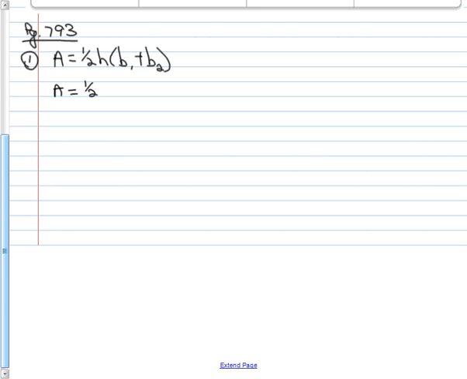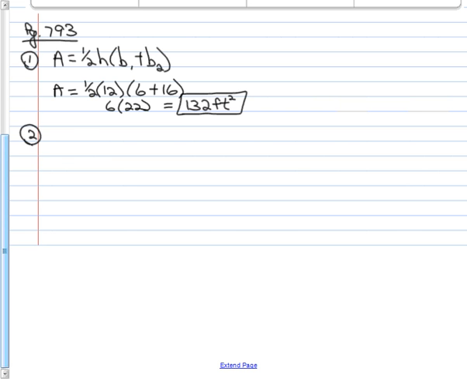What's our height? Do we know? 12. And our bases are 6 and 16. So all we need to do is fill in the formula that we know. We know half of 12 is 6. We know 6 and 16 make 22. So we get an area of, how much? 132. What was our unit? Feet squared.